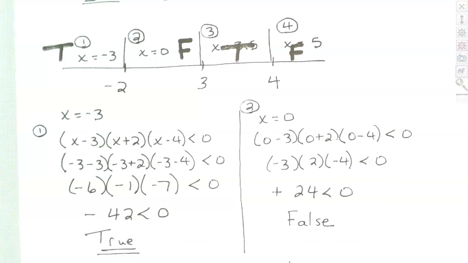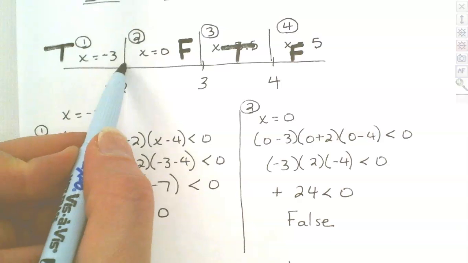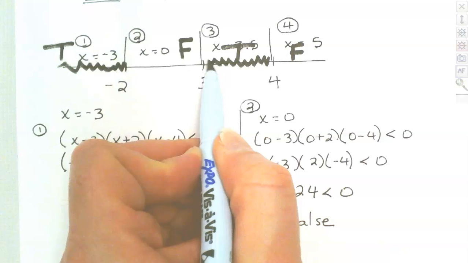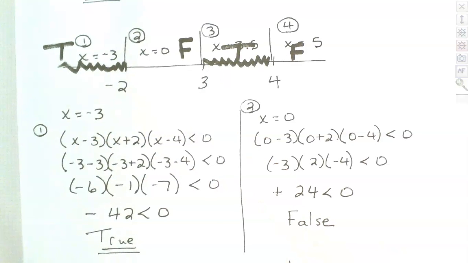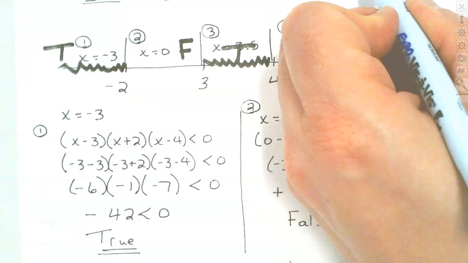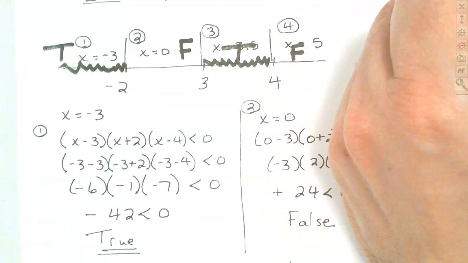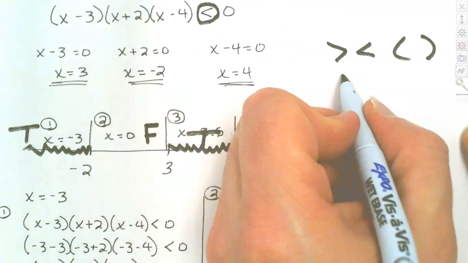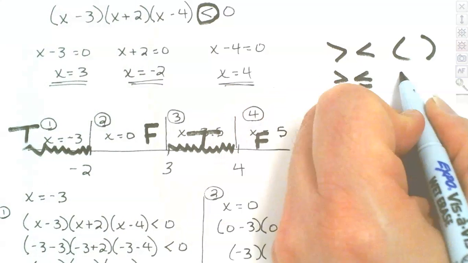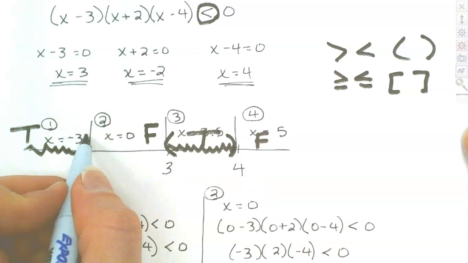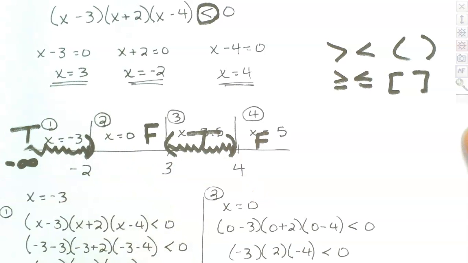Now, what do we want? We've got to make sure we shade the correct regions. So where are we going to shade at? We're going to shade region 1, and we're going to shade region 3. And what do they have? Well, back up in the original, it's a strictly less than. Remember, strictly less than, strictly greater than, those get parentheses. And less than or equal to, greater than or equal to, those get the brackets. So these are going to have parentheses. And this is negative infinity.